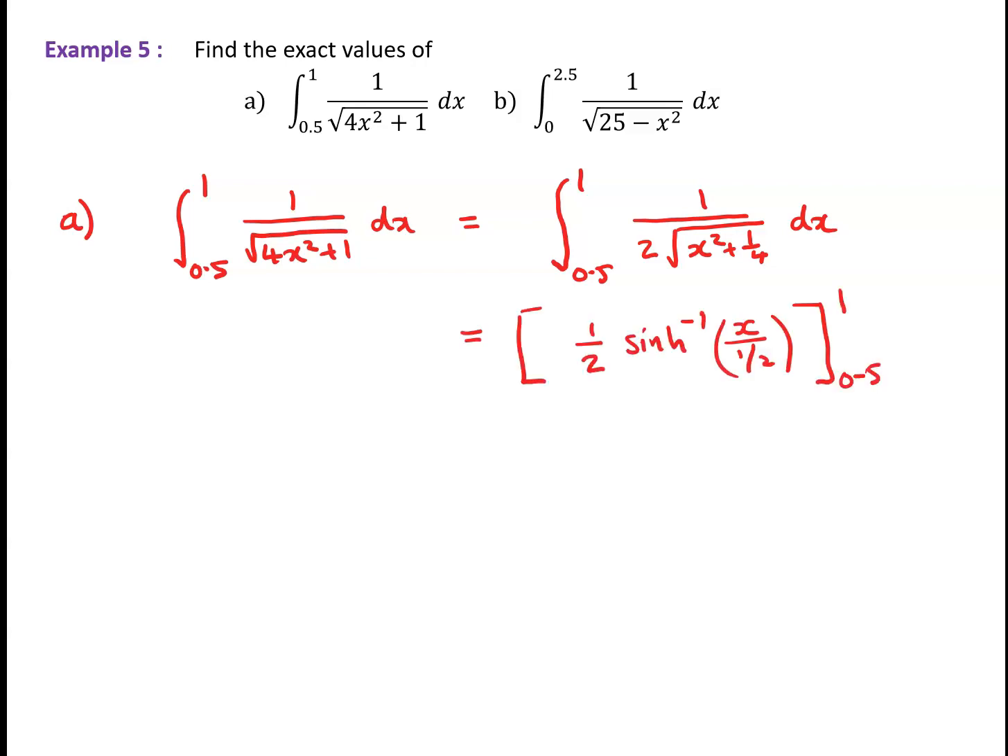Well, 1 over root of x squared plus a quarter integrates to give me sinh to the minus 1 of x over a half. But I've still got the 1 over 2 in front of that, so that's 1/2 sinh to the minus 1 of x over a half. So what I've got as the integral is 1/2 sinh to the minus 1 of 2x. So I've got to work out half sinh to the minus 1 of 2, take away a half sinh to the minus 1 of 1.